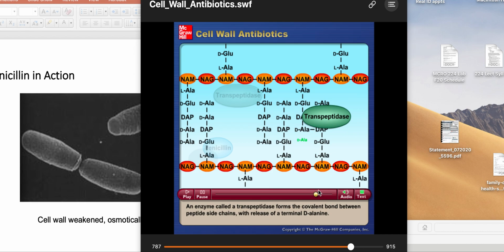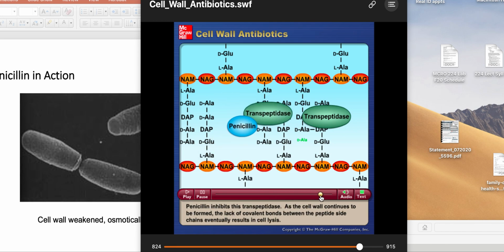So there's the bond that it added. I don't know if you noticed that. Go back and you can take a look. So this terminal alanine goes away, and then a bond is made between this alanine and this unusual amino acid called DAP, or diaminopimelic acid. So transpeptidase comes in, forms the bond, plucks off the terminal alanine, and then you have a strong cell wall. But penicillin actually will come in and bind to transpeptidase and prevent that from happening.